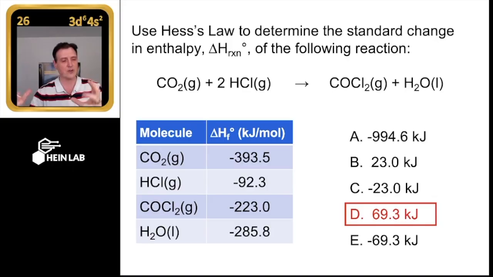The sum of all the products minus the sum of all the starting materials. Just make sure that your parentheses are in the right place. So that's how you can do it if you are given delta H's of formation. It's matching up individual values based on the delta H's that we've got.